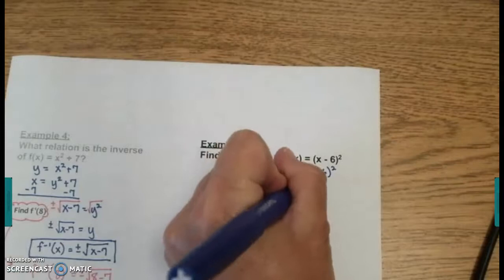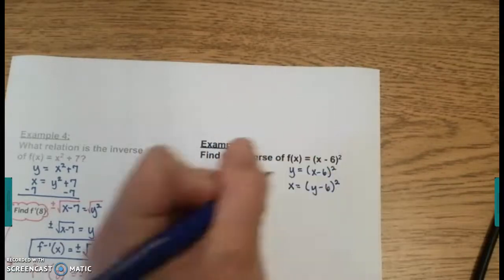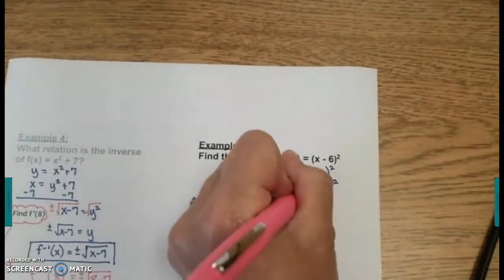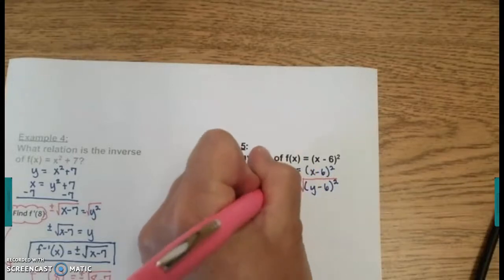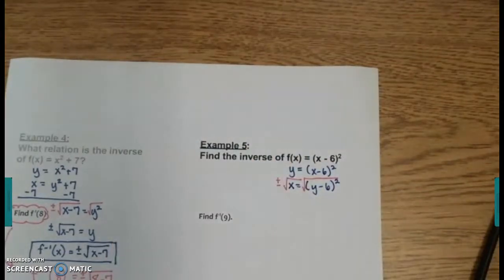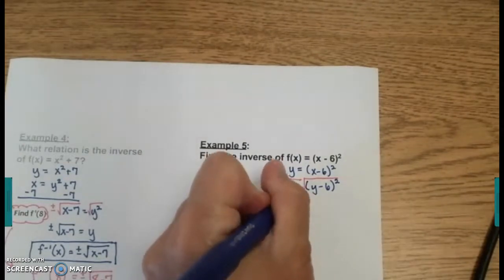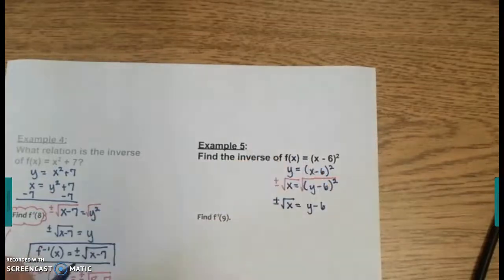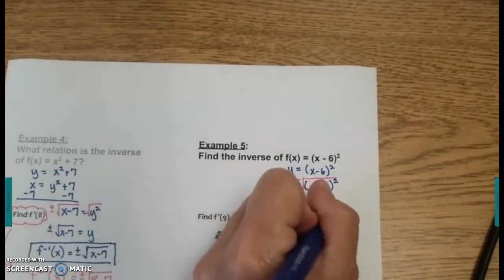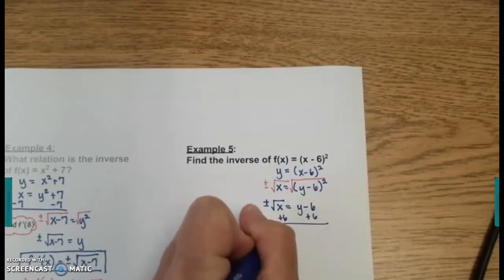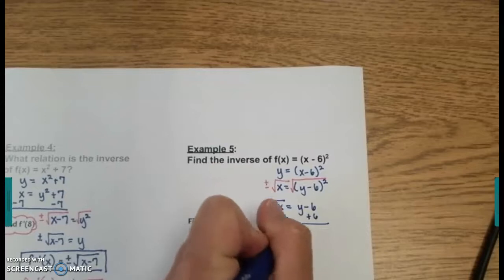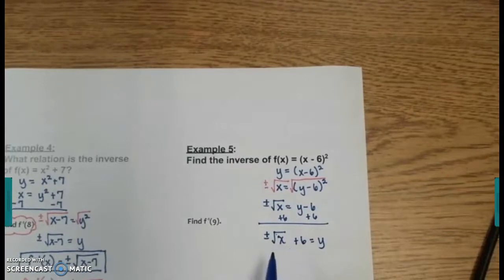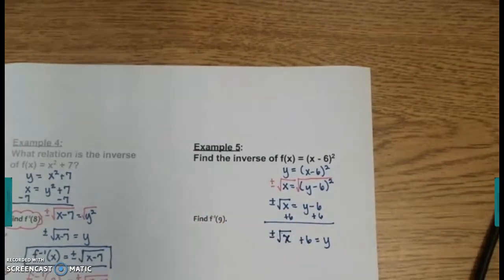Switch your x and y. Again, we want to get rid of the square, so we're going to take the square root. So that's going to leave us plus or minus the square root of x equals, square root cancels the square, so we have y minus 6. So you're going to add 6 to both sides. So just be careful when you write this, that 6 doesn't get under the radical. And we could even change that around, but I think you're able to tell that it's not.